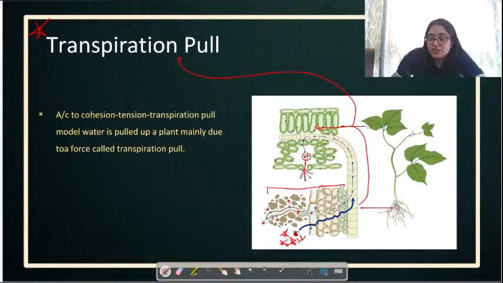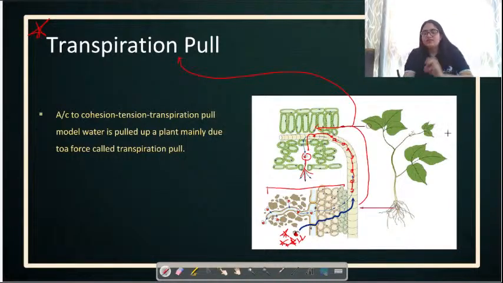There will be creation of a vacuum over here. So another water molecule will take its place, then another water molecule will take this water molecule's place. So similarly, water will be pulled one by one inside the xylem of the stem and then finally reach to the leaf xylem. So all this is what? All this movement of water, this pulling of water is taking place because of this transpiration pull.